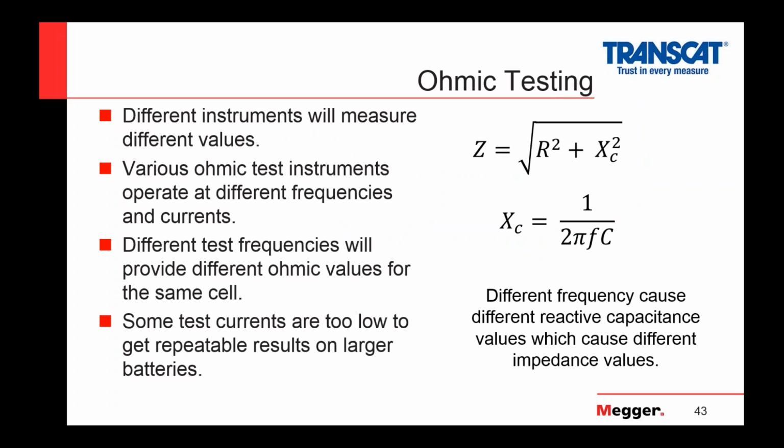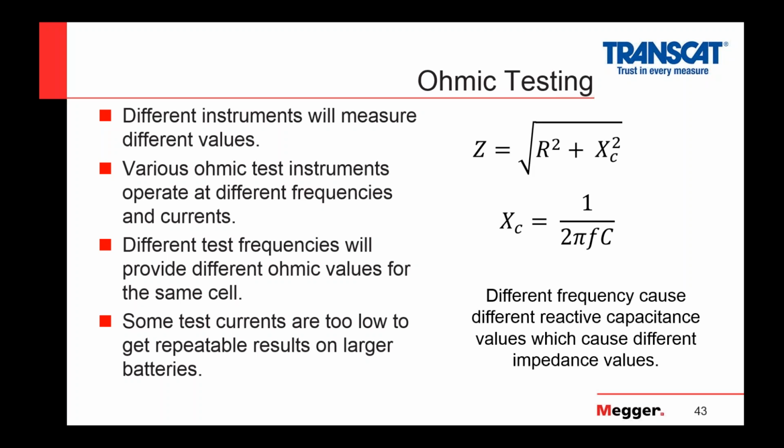Also important, different instruments will give you different values. This is because different instruments operate at different frequencies. And you can see from the formula on the right here, as my frequency goes up, my capacitor reactance goes down. As my capacitor reactance goes down, so does my impedance. So if I have 3 different instruments all operating at different frequencies, they're going to give me 3 different ohmic values. Which one's correct? They all are. Because it's not an absolute test.